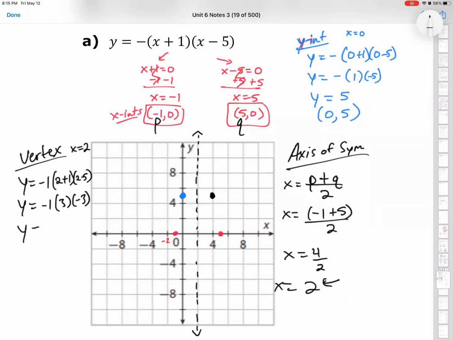So in total, -3 times -3 would give us +9. So our vertex is at (2, 9). And that would be about there. So this is our general shape for our quadratic. And then, we connect our U.